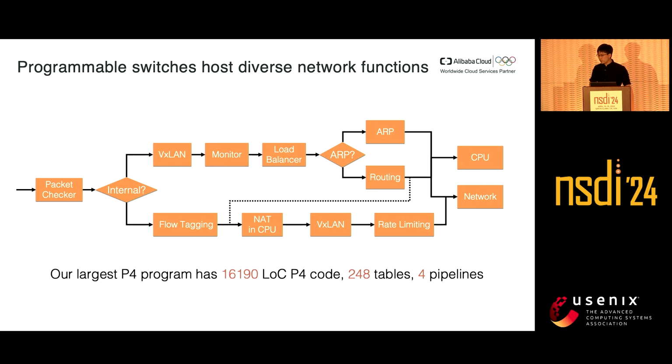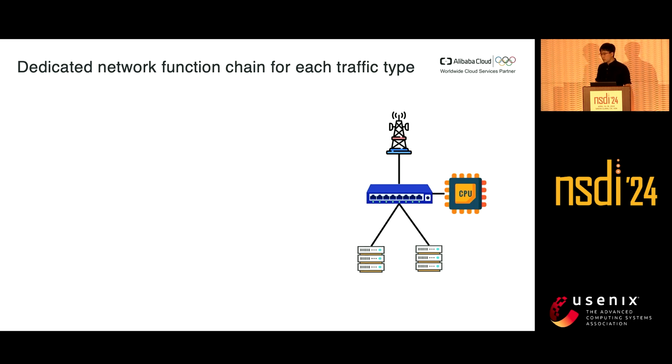So our largest P4 program actually has 16,000 lines of P4 code. It has 248 tables, and it's occupying all 4 pipelines. So why is this program really complex? The reason is, on the Edge cloud side, we need a dedicated network function chain for each traffic type.